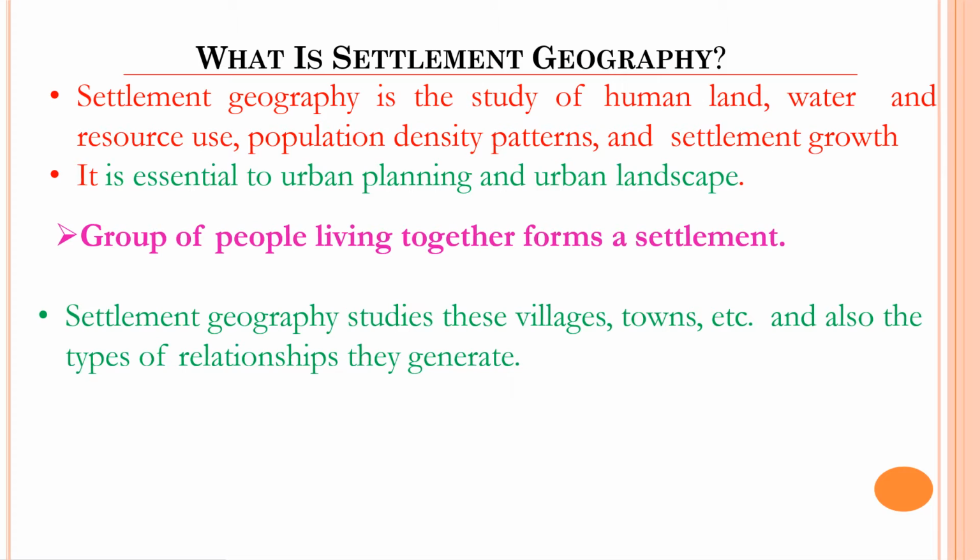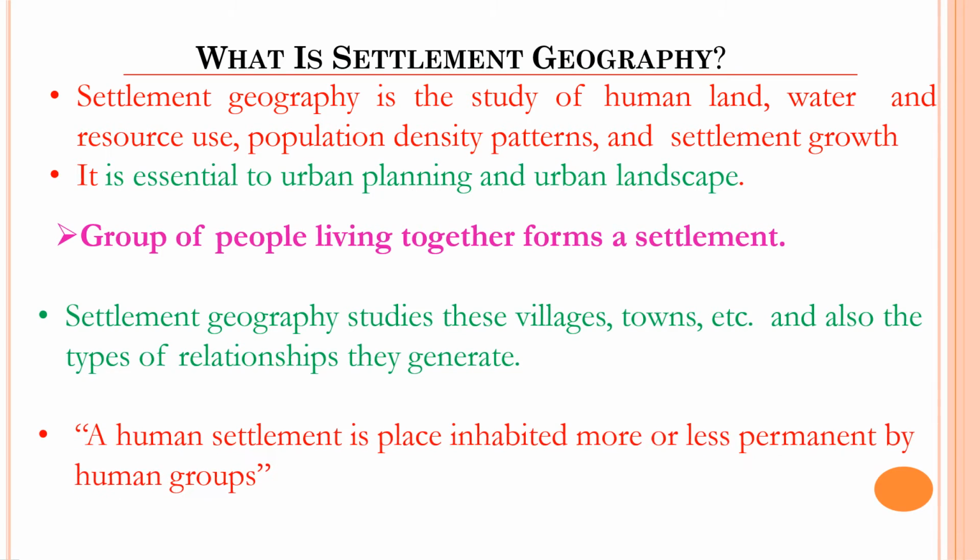All these things are studied: the village, then towns, the differences in types, the differences in environment, the relationship between town and village, then hamlets. Human settlement is a place inhabited more or less permanently by human groups. These are the settlement geography.